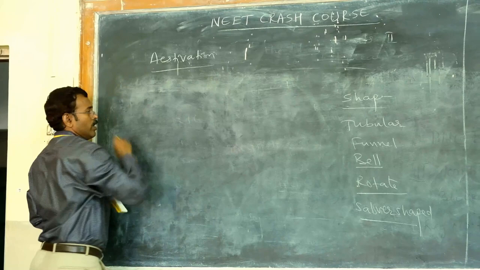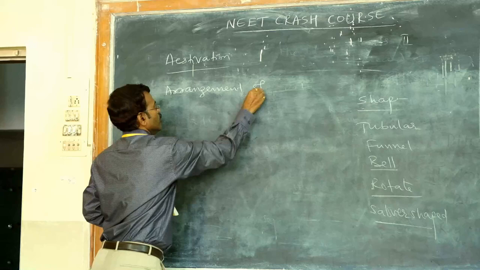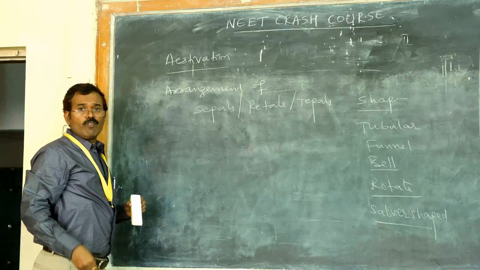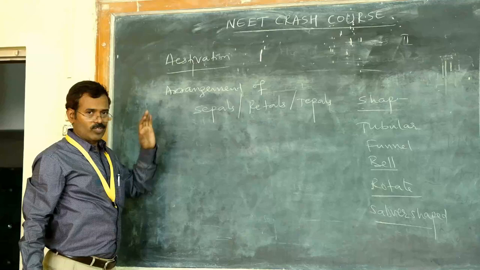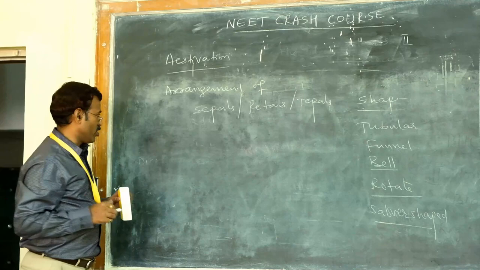Next important concept, that is aestivation. Aestivation is nothing but arrangement of sepals or petals or tepals in a floral bud. So aestivation is defined as arrangement of sepals or petals or tepals in a floral bud with respect to the members of the same whorl. So here we have mainly four types of aestivation.